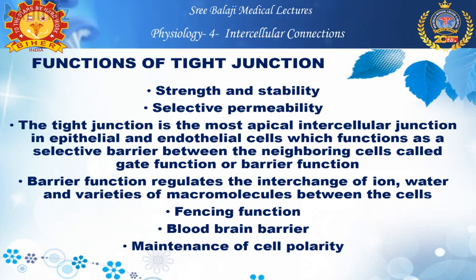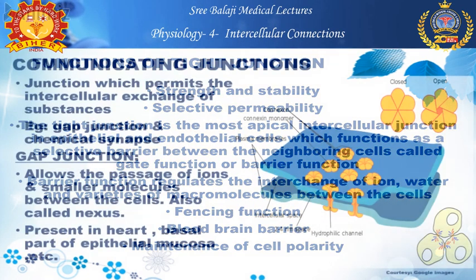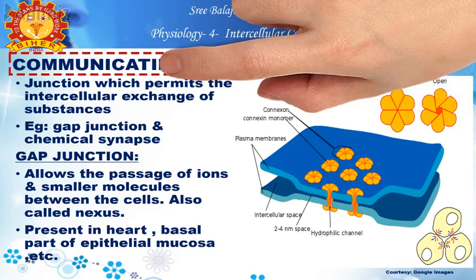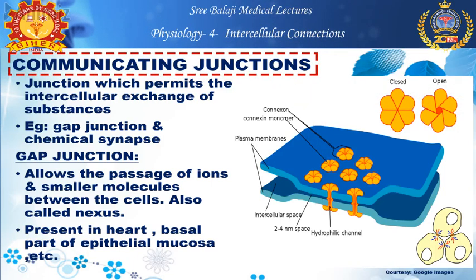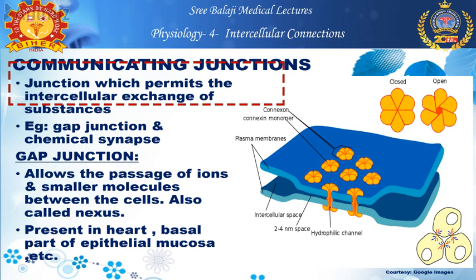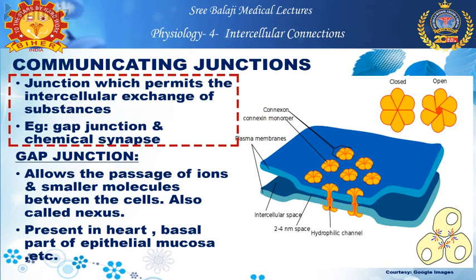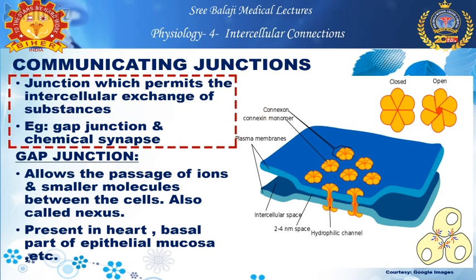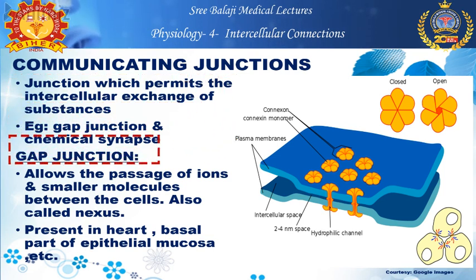Now moving on to the second junction, that is communicating junction. What is communicating junction? As the name indicates, the cell junction which permits the intercellular exchange of substances is called communicating junction. This junction permits the movement of ions and molecules from one cell to the other. Under communicating junction, we have gap junction and chemical synapse. We'll see one by one. First, we'll see about gap junction.